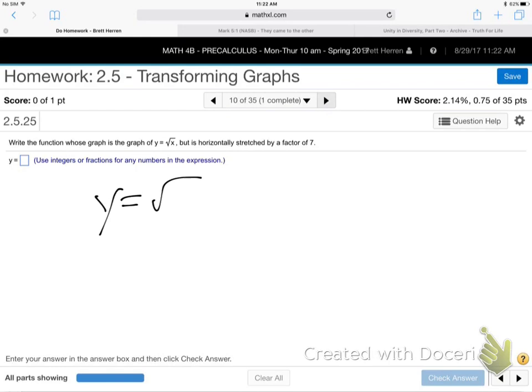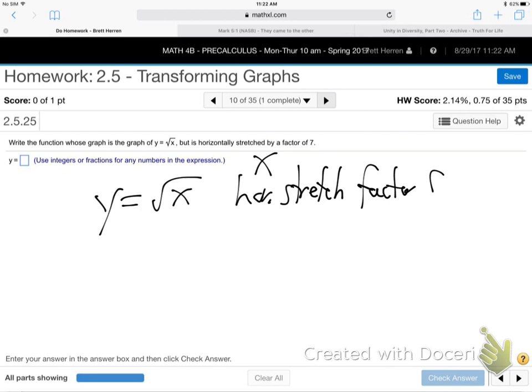But valuable. y equals square root of x. Okay, horizontal stretch. Horizontal means sideways, right? An x stretch, by a factor of 7, like 7 times as wide. So take it, stretch it horizontally, 7 times as wide. So take that equation and make that happen. Let me give you 10 seconds.